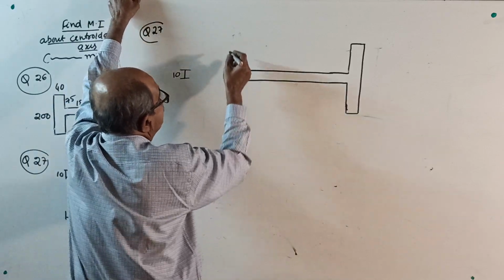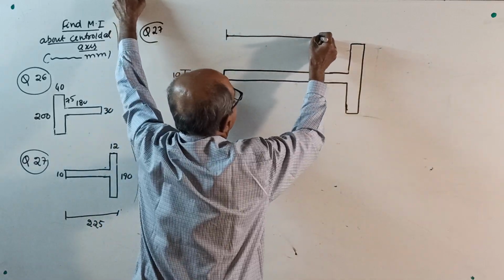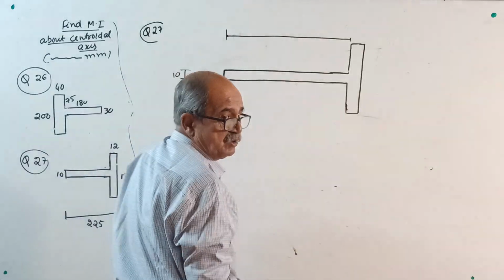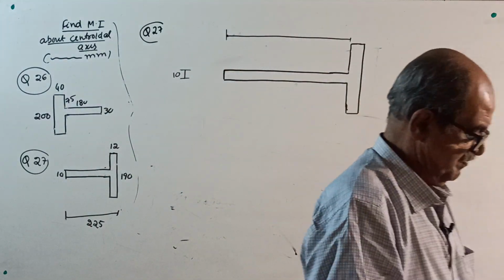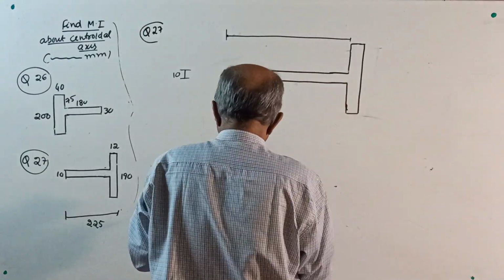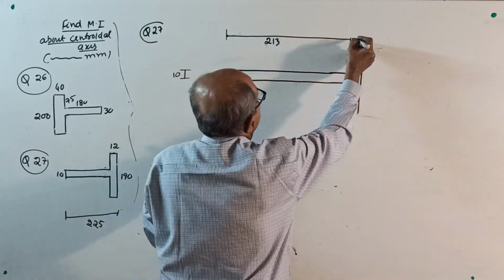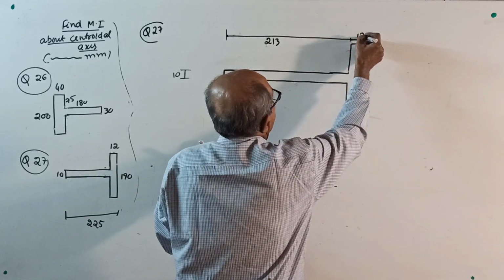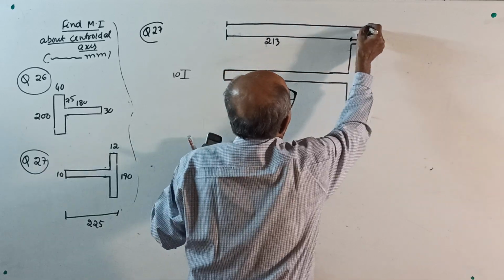Now here, from here to here is from 225 subtract 12. From 225 subtract 12. 225 minus 12 is 213. This is 213. This is how much? That is 12.